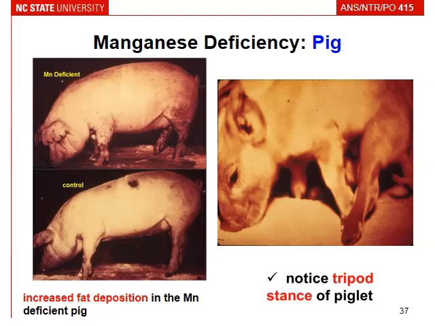So here we can see some pictures with the pigs with our manganese deficiency. Here you can see our pig on top on the left-hand side. It is deficient in manganese, and you can see how much fatter it is compared to the control pig on the bottom, which is much more lean. In addition, on the right-hand side, we have this piglet that has this tripod stance that it's requiring to balance itself and try and right itself.